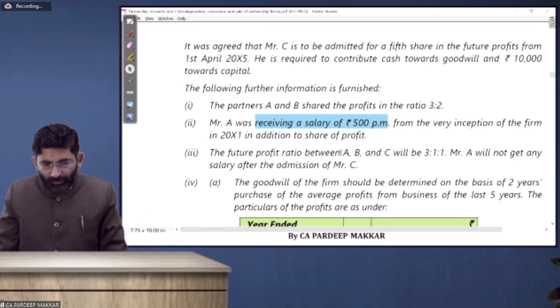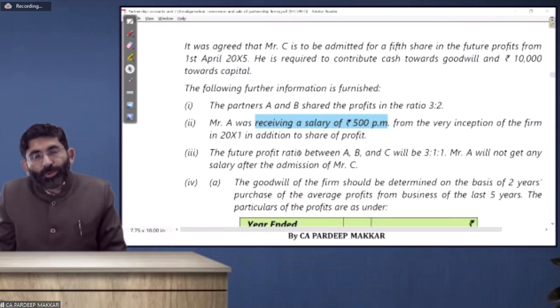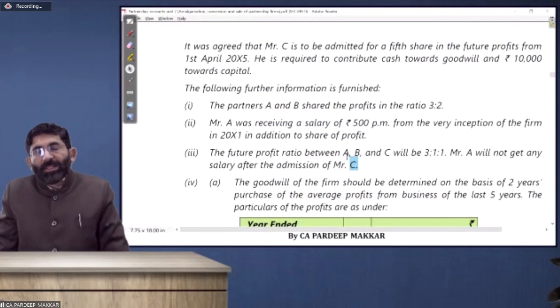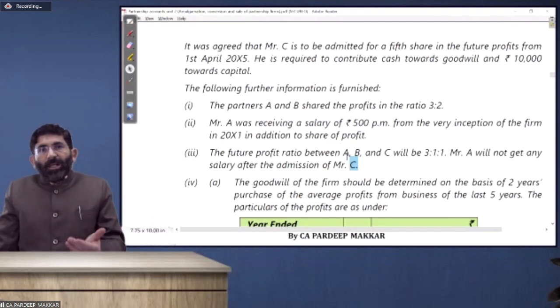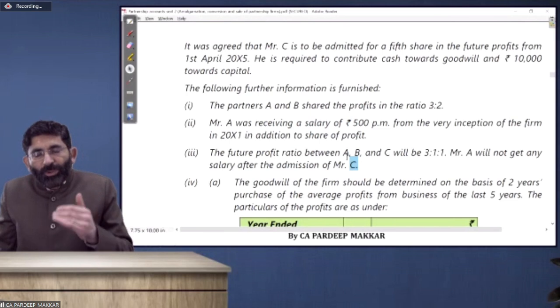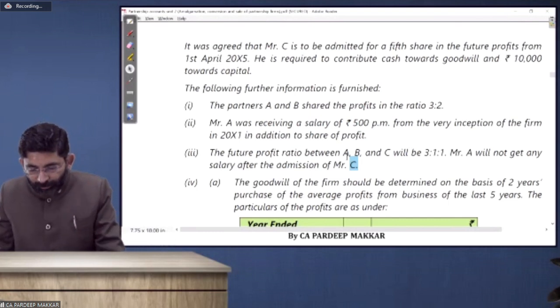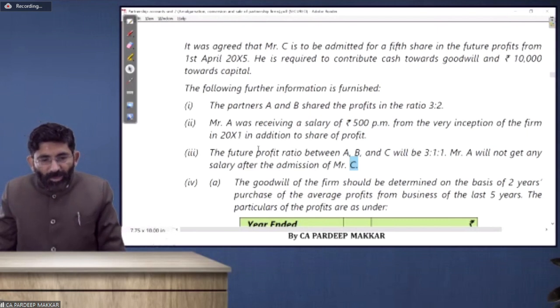Further, the new profit sharing ratio after admission will be 3:1:1. And A will not get any salary when C is admitted. So there is a new amendment after the admission of C. So you should review your admission now, because this is the point which has come into the admission. So admission is very easy. We know it very well. When C is admitted, the entry is very simple.